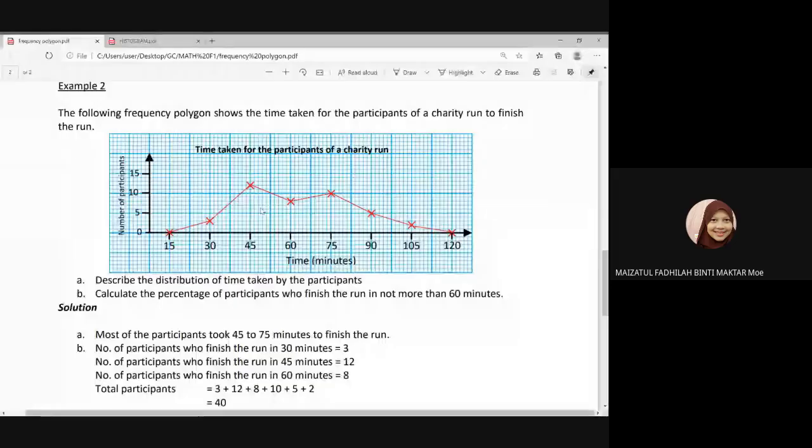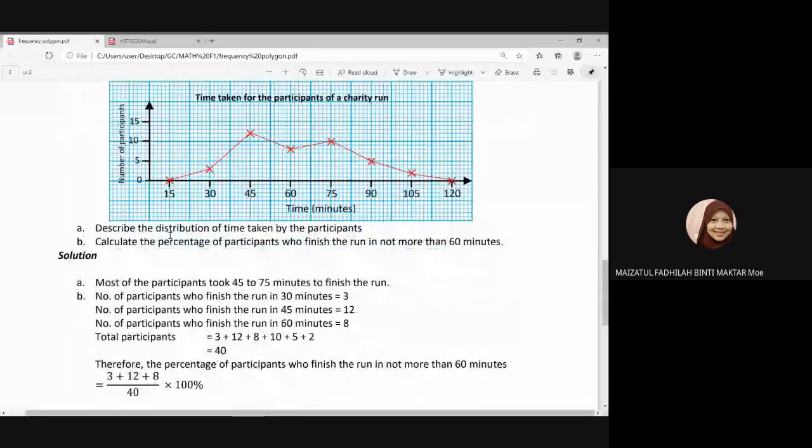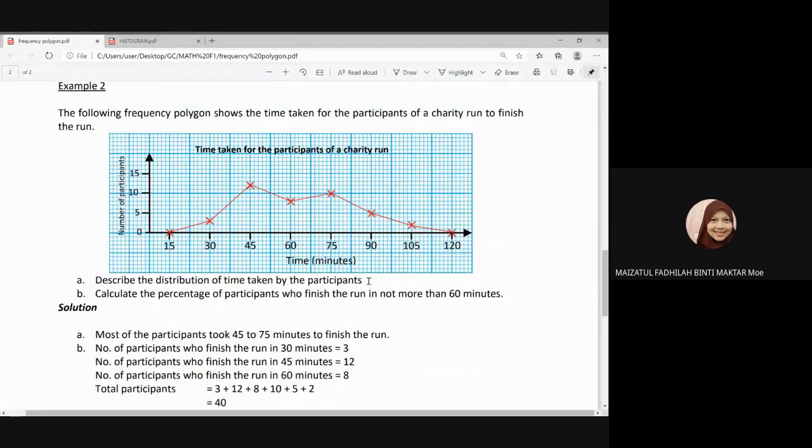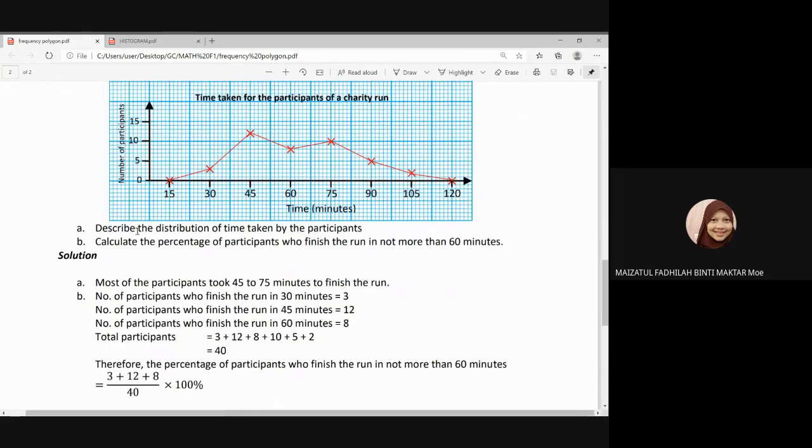All right, the question can ask you, describe the distribution of time taken by the participants. Sometimes you must make the inference according to the graph, the graph or the diagram that is given to you, right? So you must describe this one. Describe the distribution of time taken.